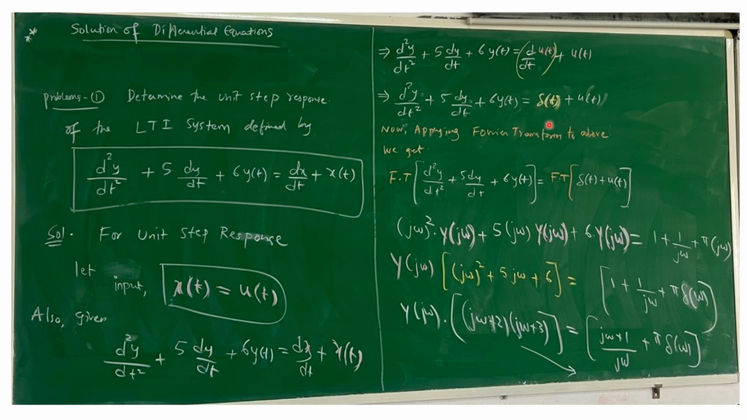The differentiation of u of t is delta of t, and x of t is u of t as it is. The differentiation of u of t is delta of t, the impulse, and the Fourier transform is applied to the expression on both sides. We get the Fourier transform of d square y by dt square, plus the Fourier transform of 5 into dy by dt, plus 6 into y of t, equal to the Fourier transform of delta of t plus u of t.